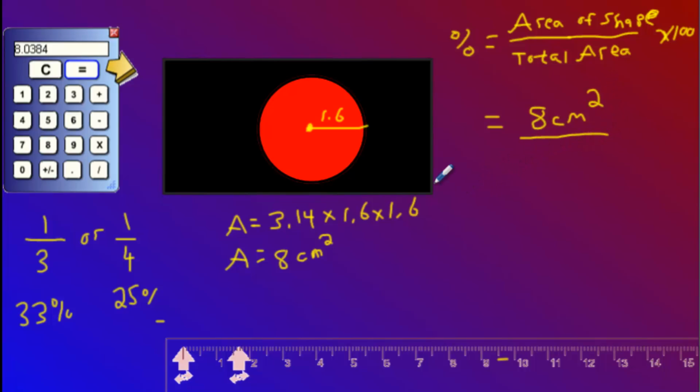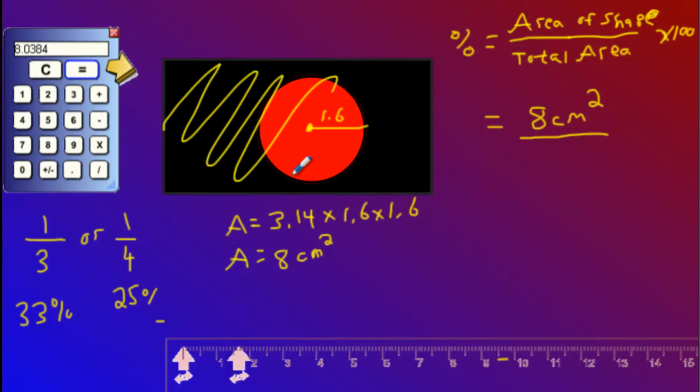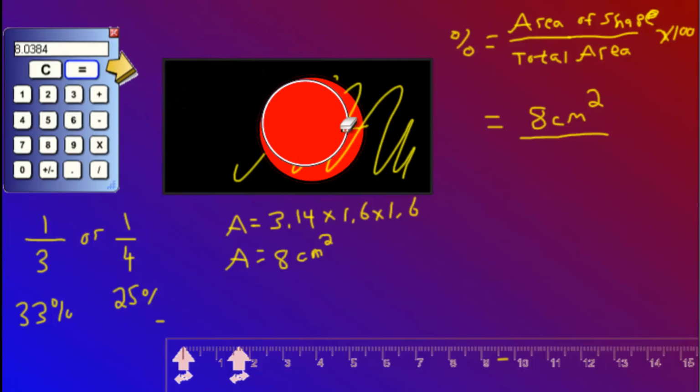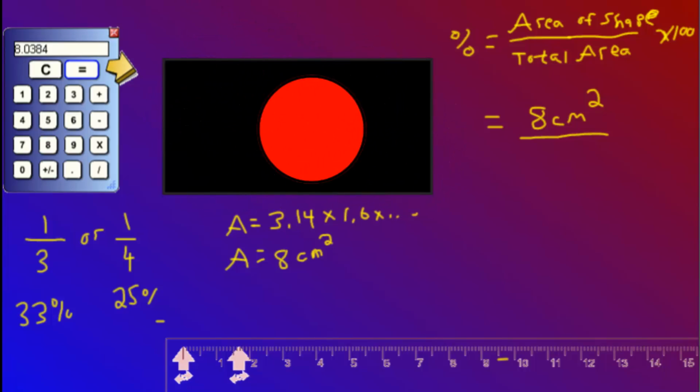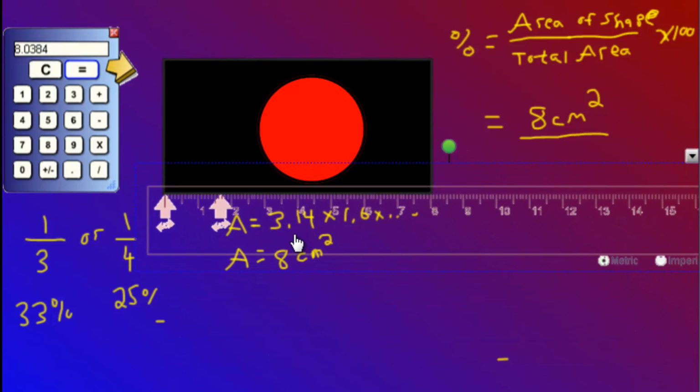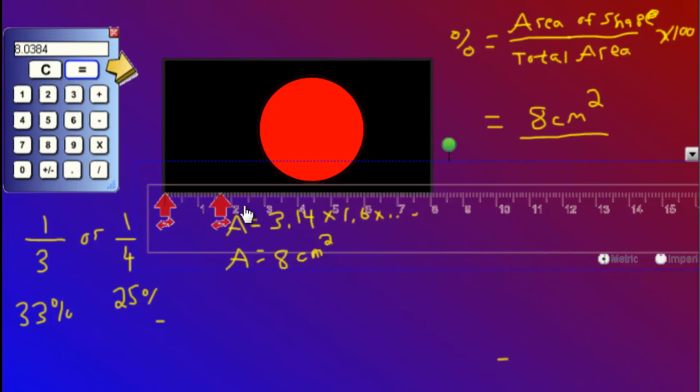Now, the total area is going to be everything that's black. And what shape is that? It is a rectangle. Base times height, right? All rectangles have the same area formula. It's always base times height. So let's go ahead and measure that base. The base looks like it is exactly 8 centimeters.